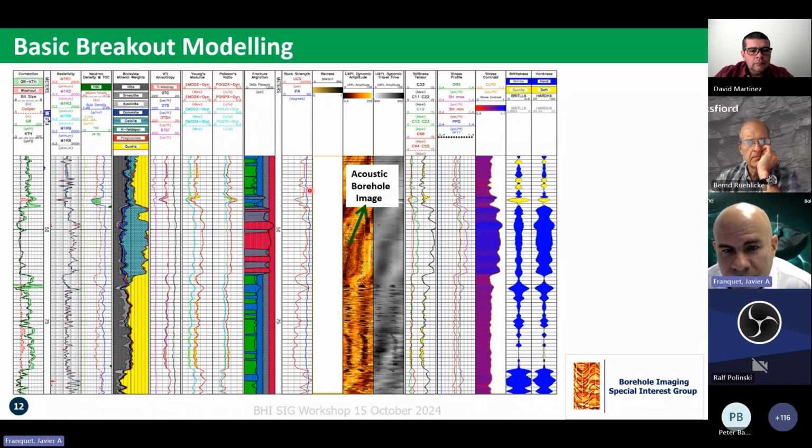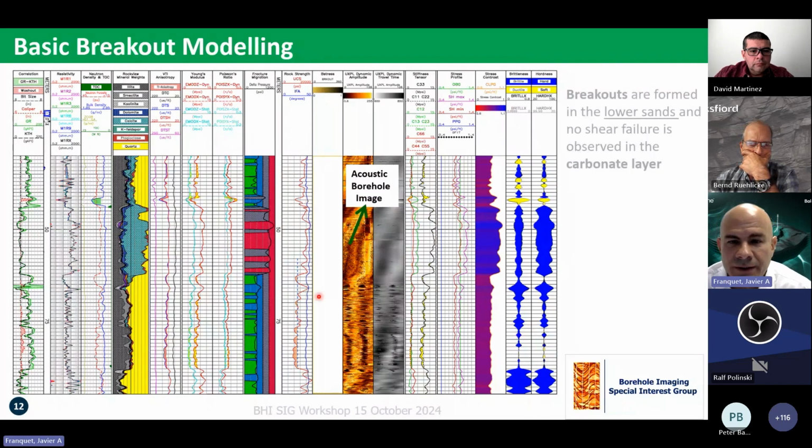So I want you to focus on this, because the tendency to understand breakouts is that they typically happen in the weak rock, right? And this is exactly what is happening here. If you look at the UCS, the UCS is lower in these areas here, where I shaded, and that correlates fairly well to where the breakouts are happening. So that's one of the observations here, that the breakouts are essentially forming in the lower sand, not in the carbonate, which is actually faster and stronger.